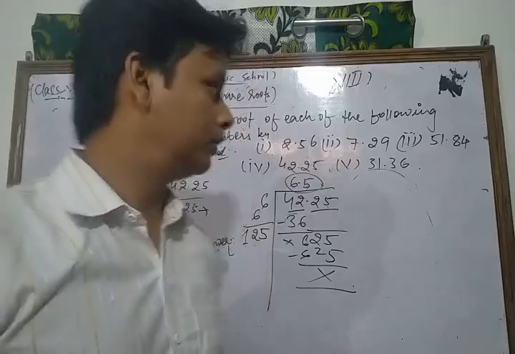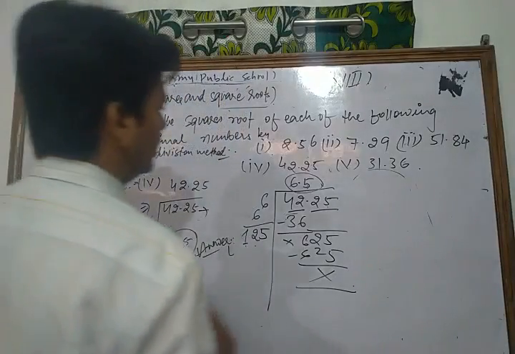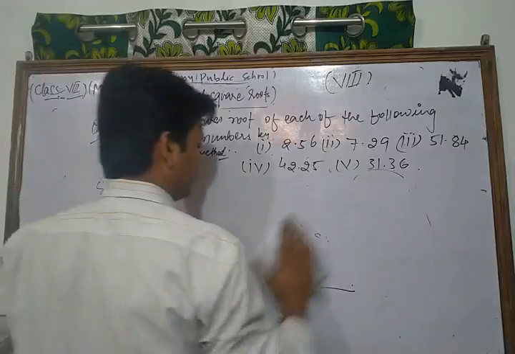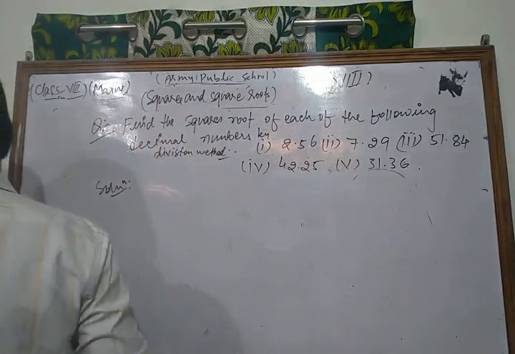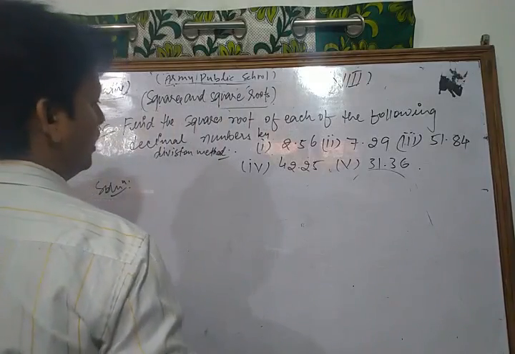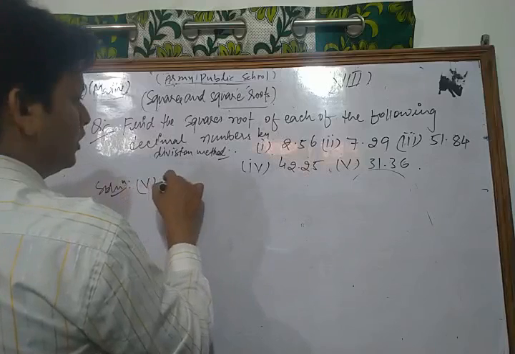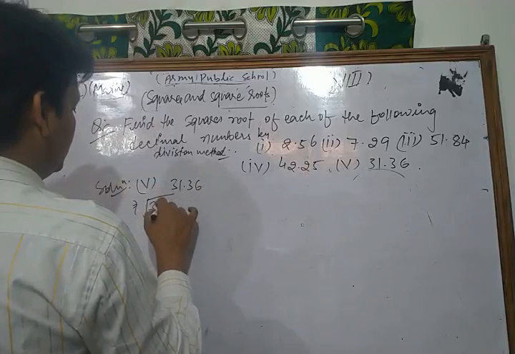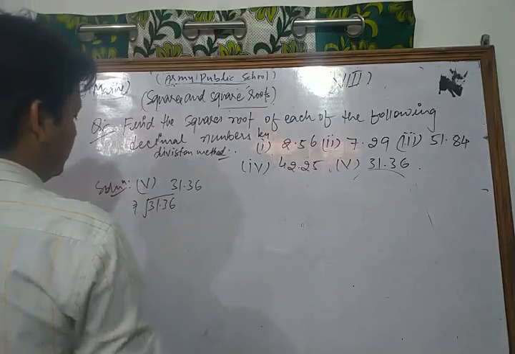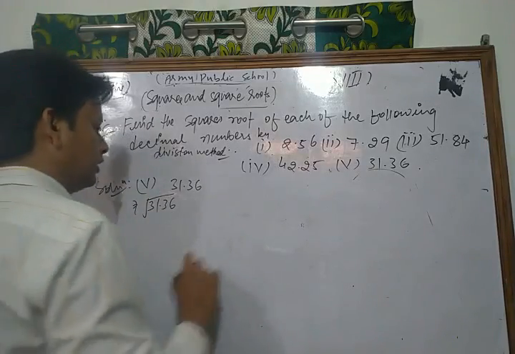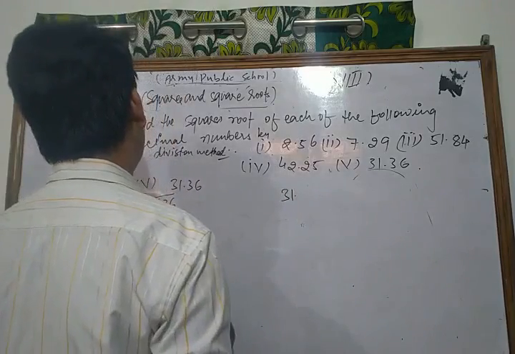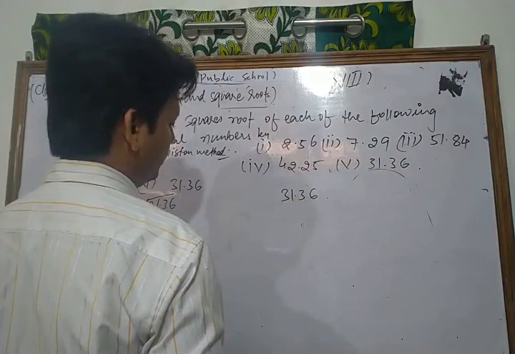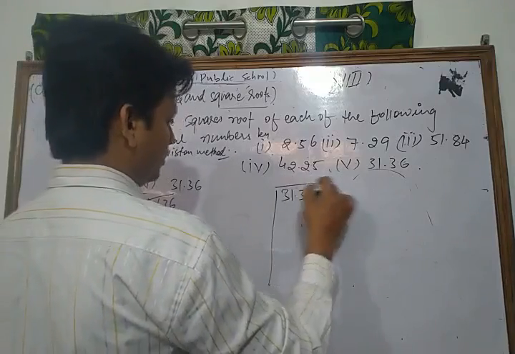Now we take and solve one more question, the next and last part of this question. Here the last part is 31.36. We just find the square root of the given number, 31.36. Okay. So we apply the same process. Let's see. 31.36. Okay. Now we apply the same method.